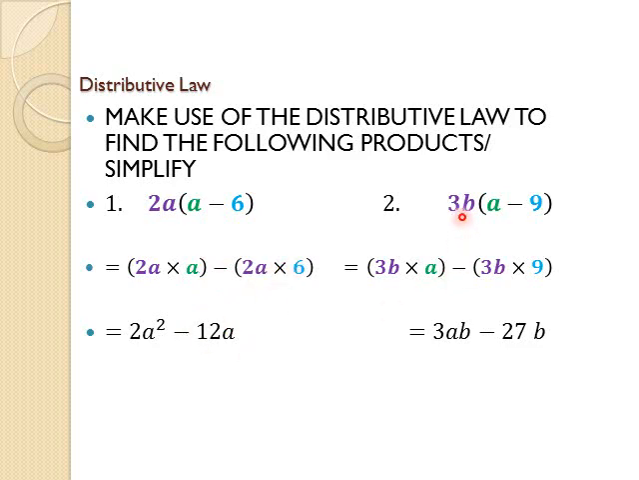Problem number 2, I have 3b times a minus 9 again. No plus or minus signs. So 3b times a, positive times negative stay negative, and I have 3b times 9. 3b times a simply becomes 3ab, right? And there 3b times 9 then becomes 27b.